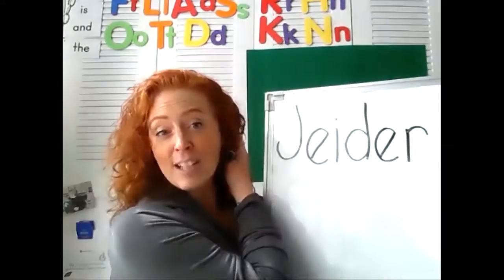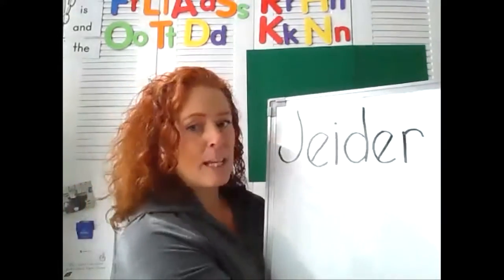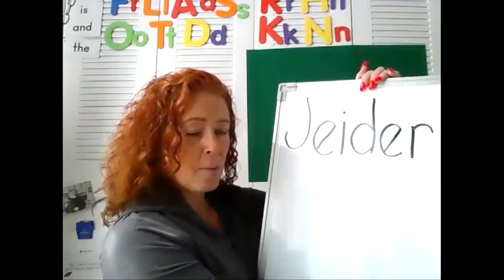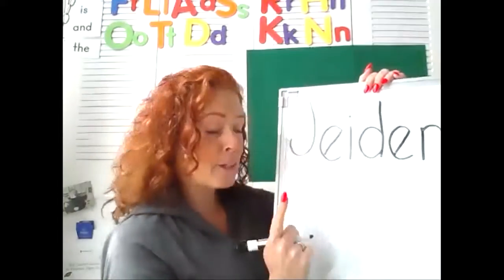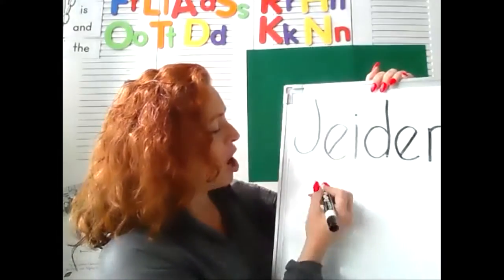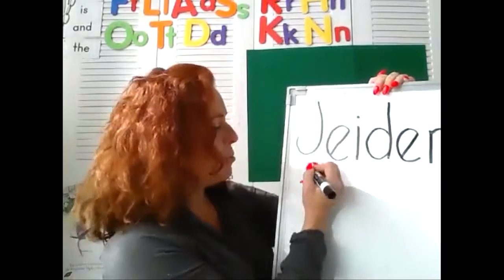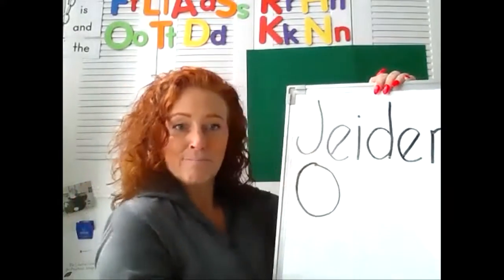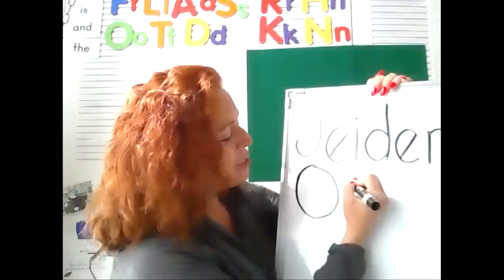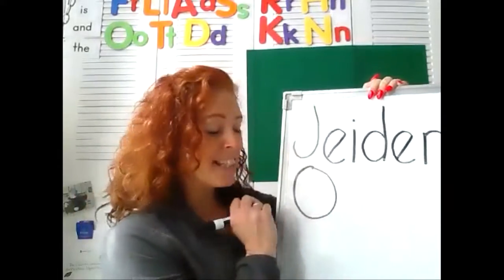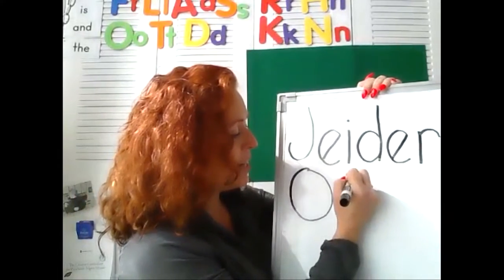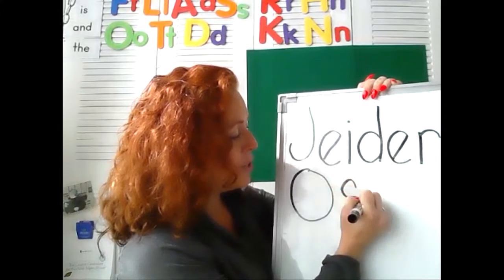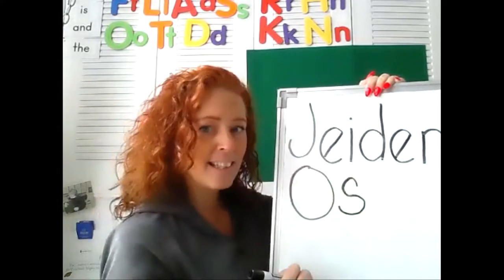Now we're going to do Osmond's name. Osmond begins with an O. Remember, all names begin with a capital letter. So we're going to make an O, which is just a circle. We can do that. Easy, right? We're going to make an S, which is like a snake, so it's going to be curvy. We just make a curvy little snake like that.